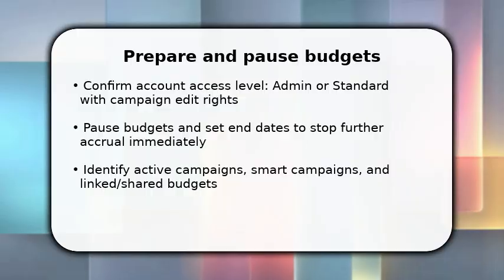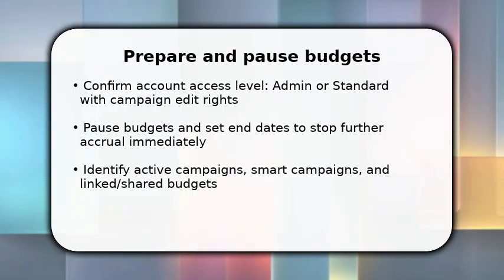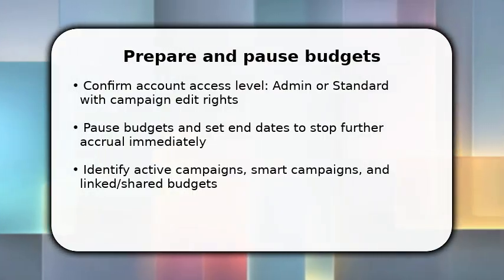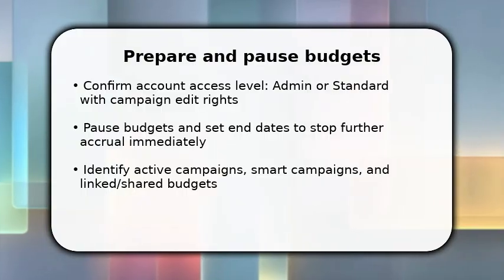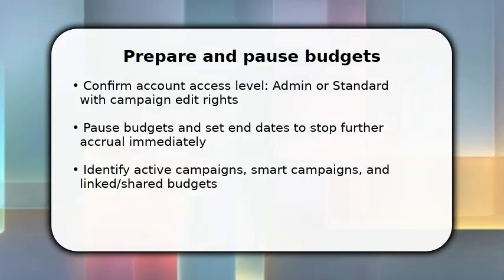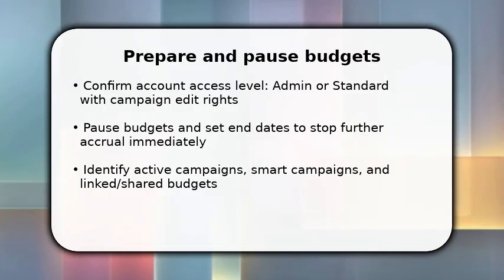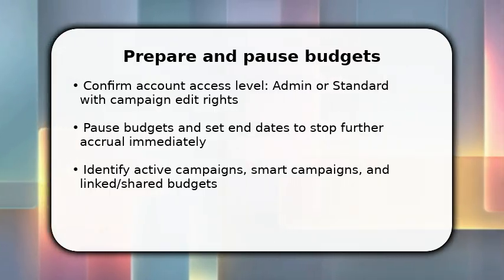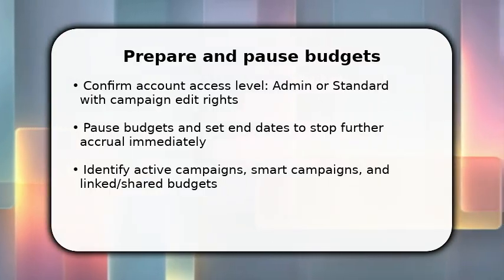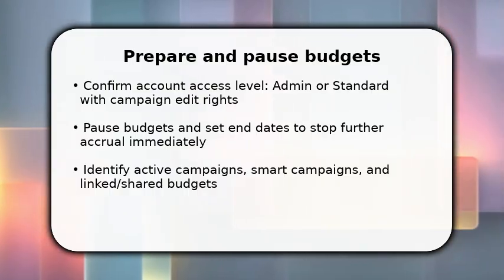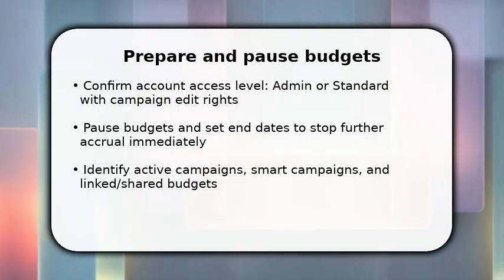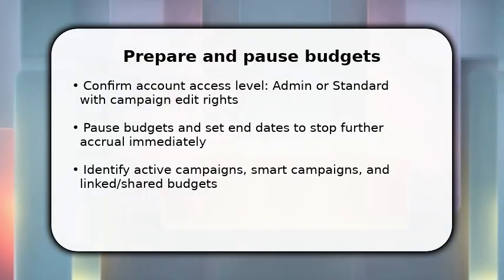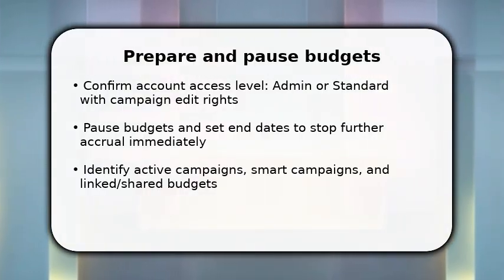You start by ensuring you have admin access so changes apply instantly. Without it, you'll need permissions first. Once you're signed in, navigate to campaigns and sort by status to see active ones. Pause the campaign budget or set an end date to stop spend now. This prevents new auctions. Also check for shared budgets. Pausing a shared budget halts multiple campaigns. Make sure to note campaign names and dates so you can reverse changes later if needed.